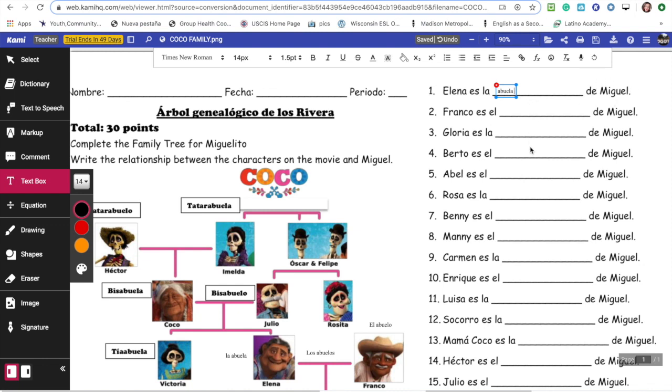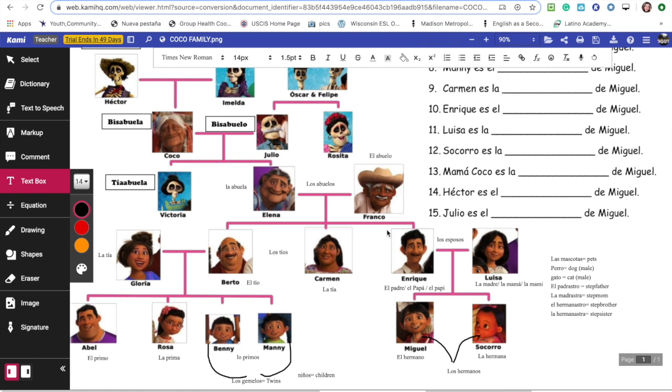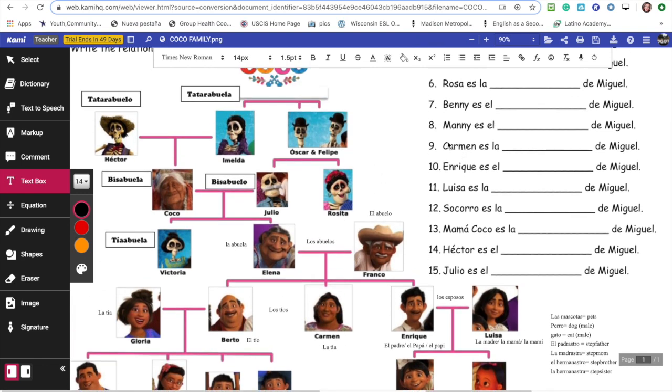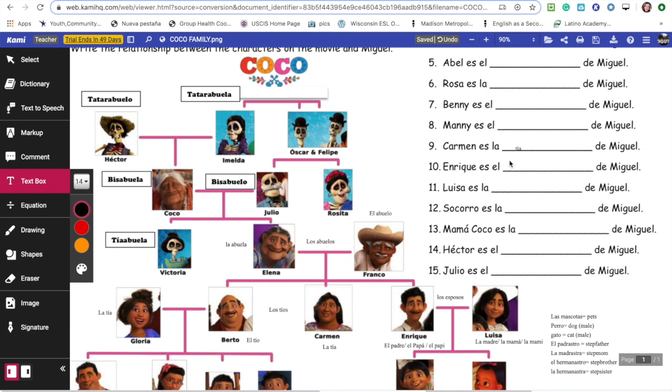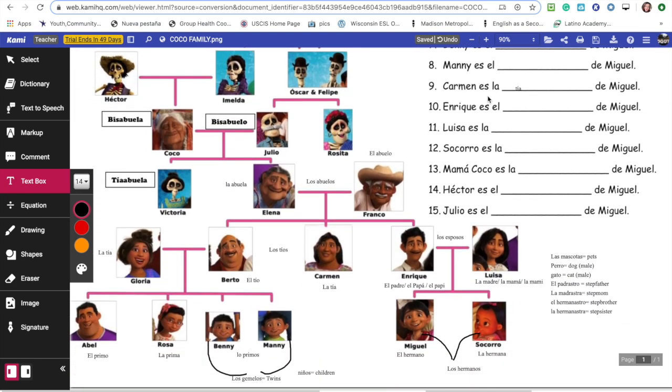And I'm just going to do another random one. So I'm going to do number 9 for you. So Carmen. So we're going to look at Carmen. Oh, here it is. So I'm going to write Carmen es la tía de Miguel. And that's what you have to do today. You have to complete these family relationships and turn it in today.